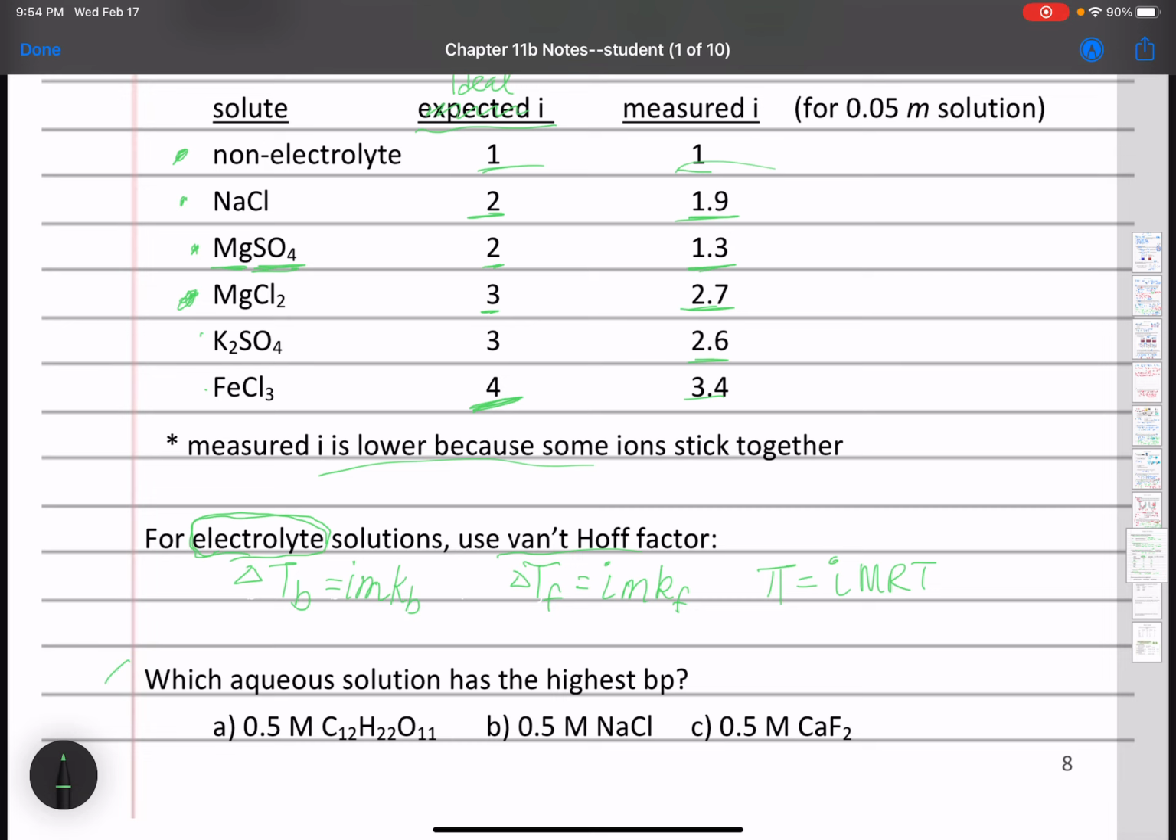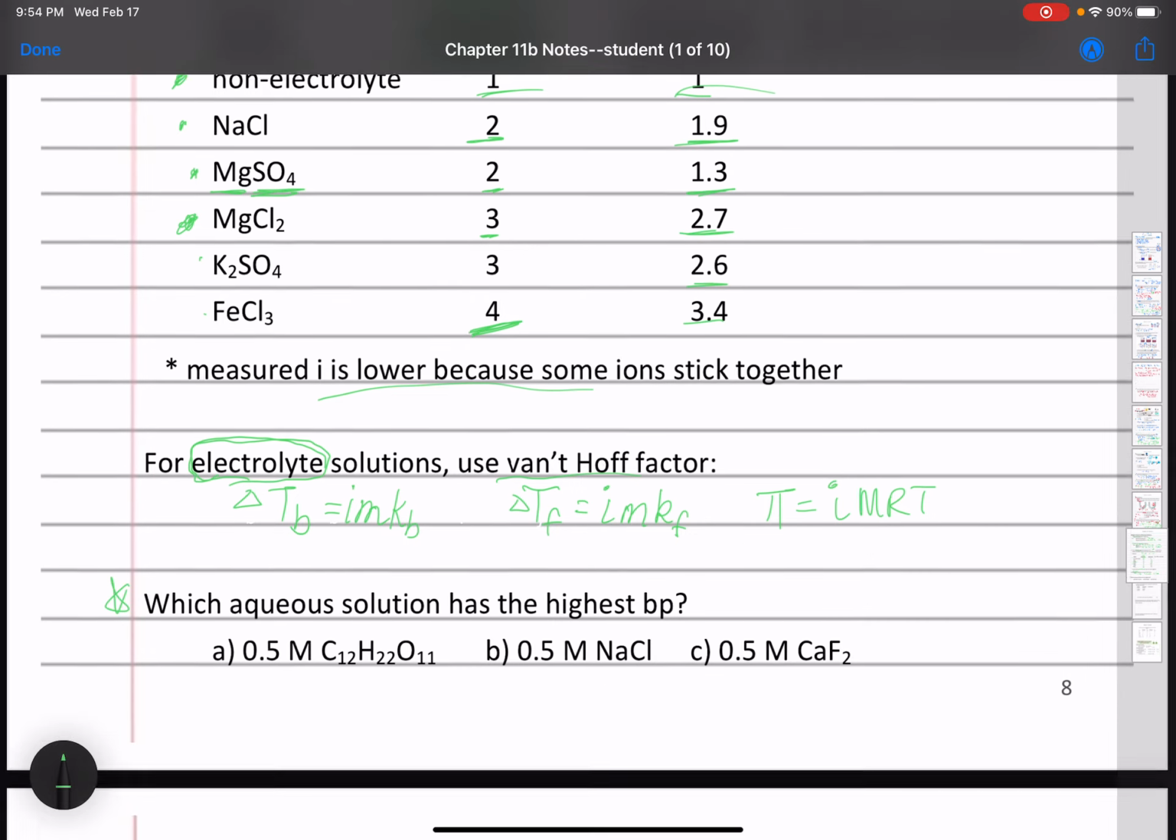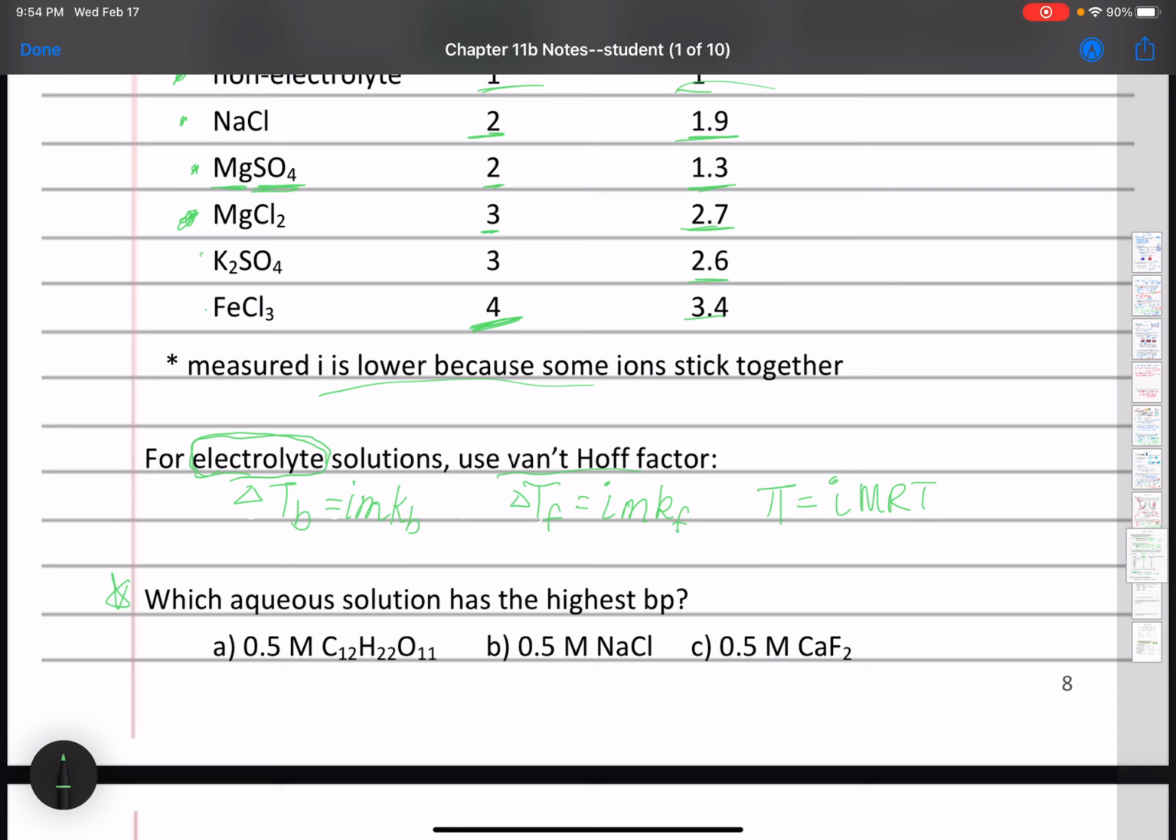So here's a quick concept check question, and it says, which aqueous solution has the highest boiling point? All right, all of these have the same concentration of 0.5 molar. And we know that for boiling point elevation, the higher the concentration, the higher the boiling point will be. But these all have the same concentration, but they are different substances. So this one is a non-electrolyte. It's a covalent compound, and covalent compounds, for the most part, do not dissociate. So this one is our non-electrolyte.